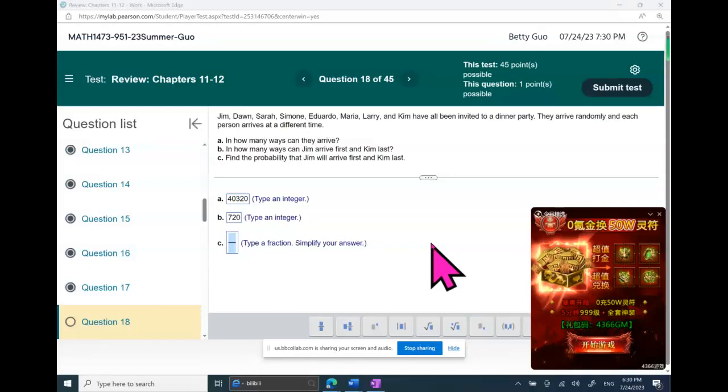We're gonna enter 720 first, divided by 40,320. And we got a decimal. And then you go to math, fraction, and I got 1/56. 1/56.